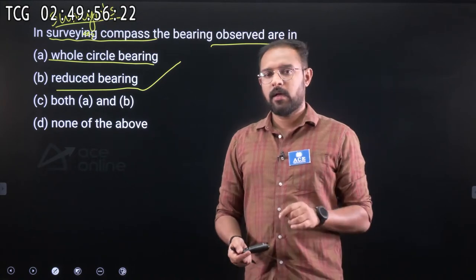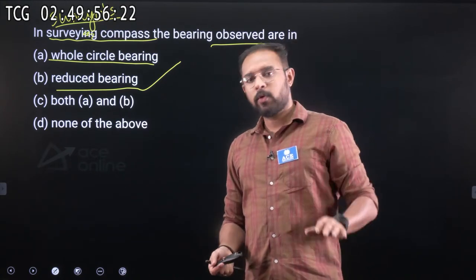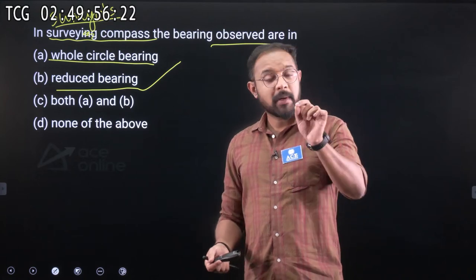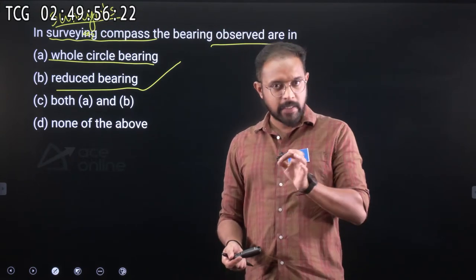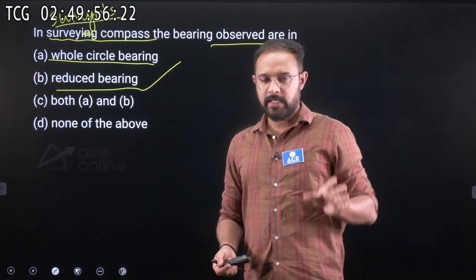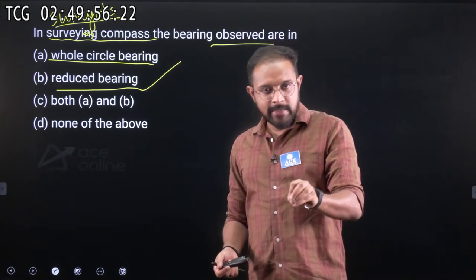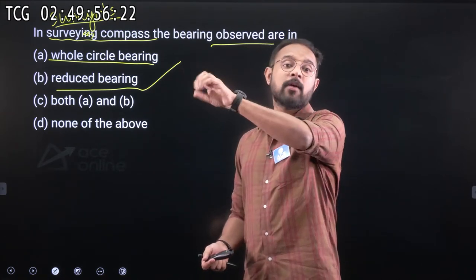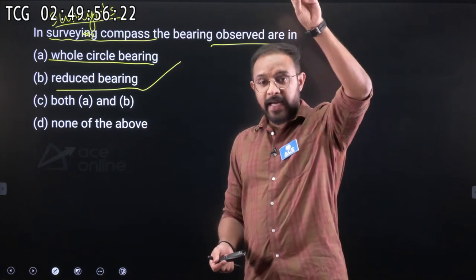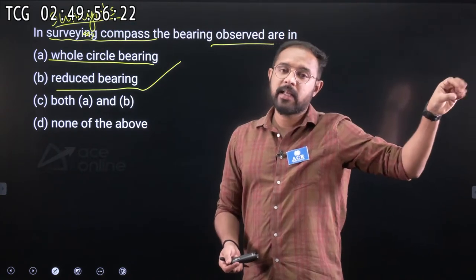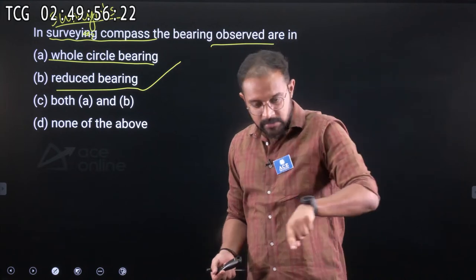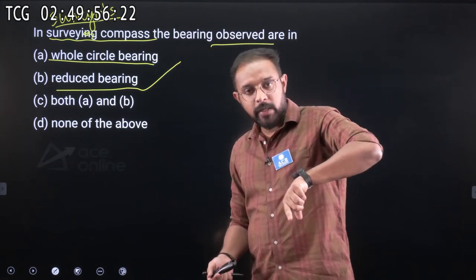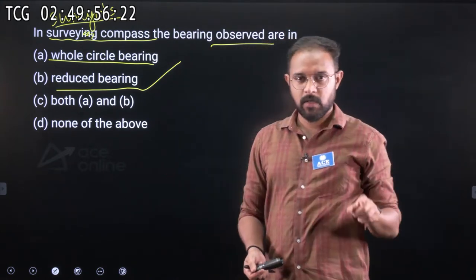Please remember, in the prismatic compass I follow WCB. But where is 0 degree? At south, and from south clockwise direction the angle will increase. South is 0 degree, then 90 degree is in the west, then 180 degree is in the north, 270 degree is in the east. So please remember, we start from 0 degree at the south end and we go in clockwise direction.